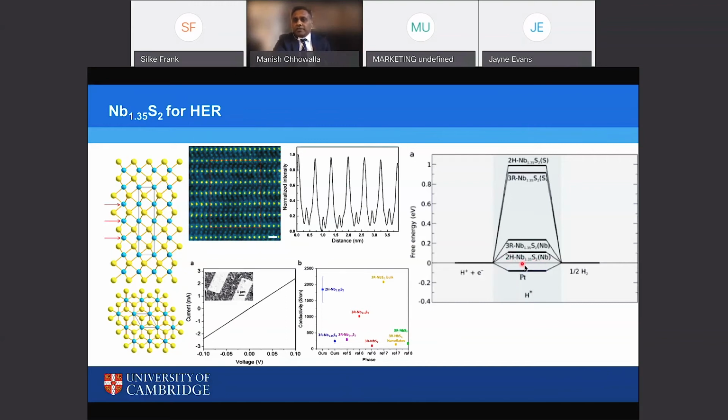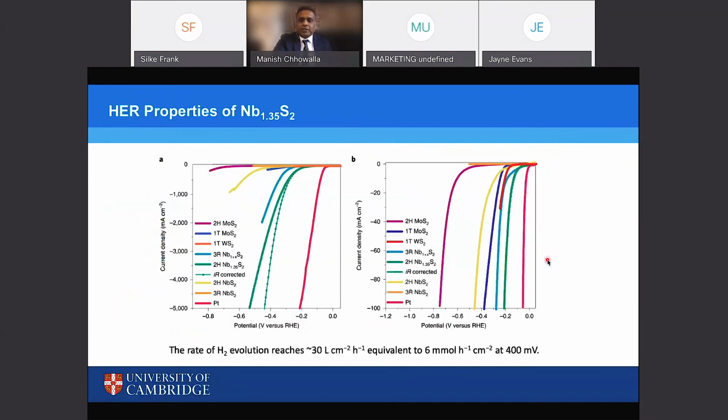But we can see that adding this excess niobium really introduces good thermodynamics so that the reaction can be facilitated. Looking at the difference between the energy states, if the surface is sulfur terminated, we see that the free energy is quite high, but when it's niobium terminated, the free energy is close to zero. This indicates that, in fact, it's the niobium that is the crucial active site for HER in these materials.